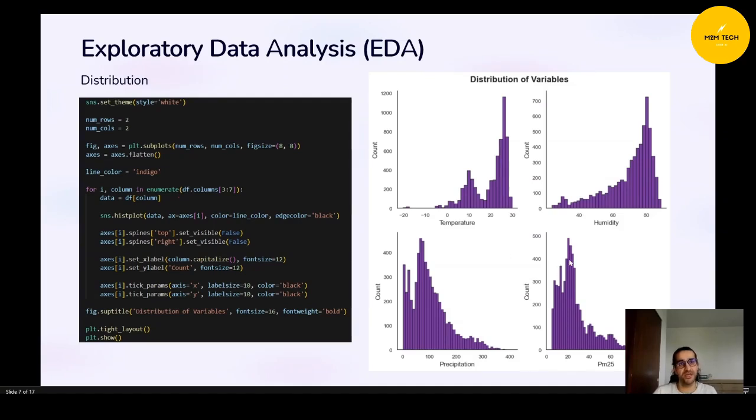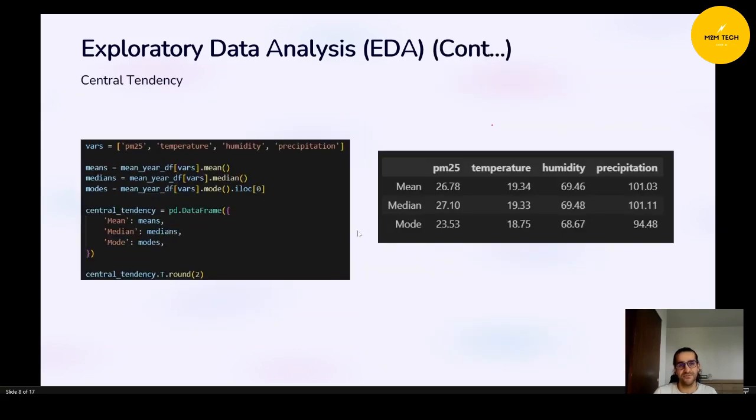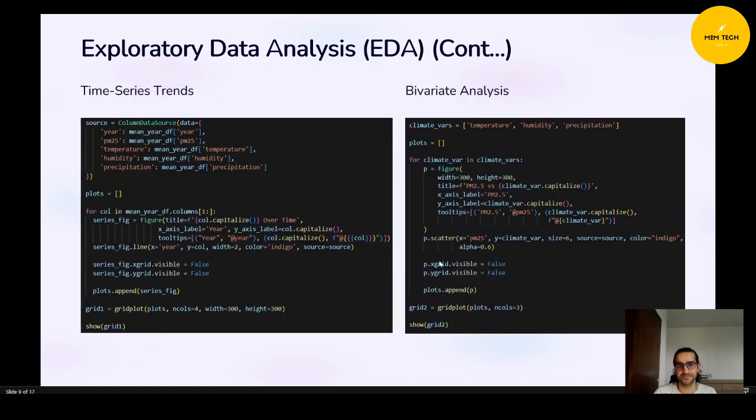In the next step, I did EDA. For the EDA, at first I plotted the distribution of the variables, using Seaborn and Matplotlib in Python. As we can see here, for temperature and humidity, the skew of the values is to the right, and for precipitation and PM 2.5, it is to the left. We can also see the central tendency of the variables in this table, for mean, median, and mode, by using a simple code here.